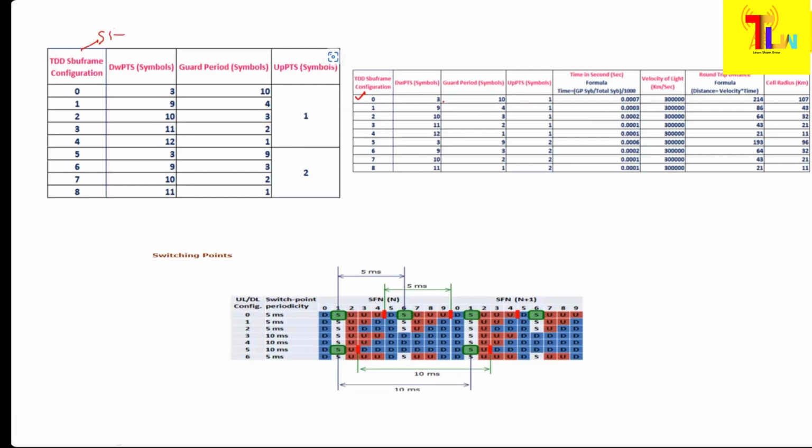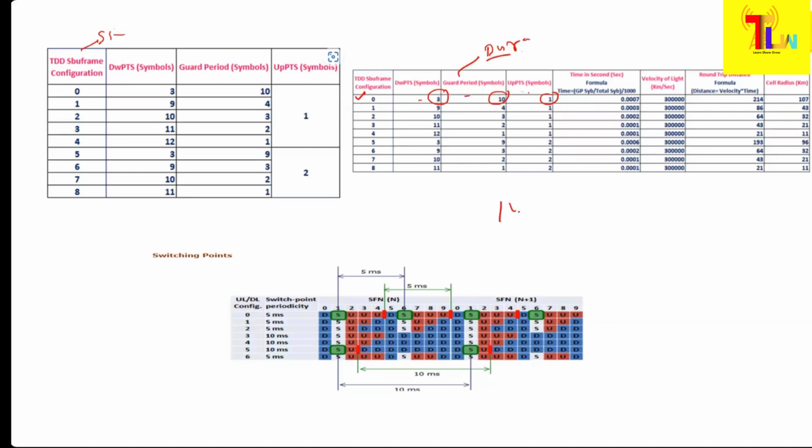So they are saying they have 3 downlink, 10 guard period, and 1 guard period. So we can calculate how much time we are taking for guard period. What is the duration? So these are the symbols, but we can calculate in terms of the duration.